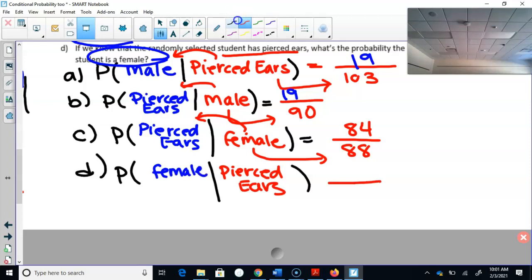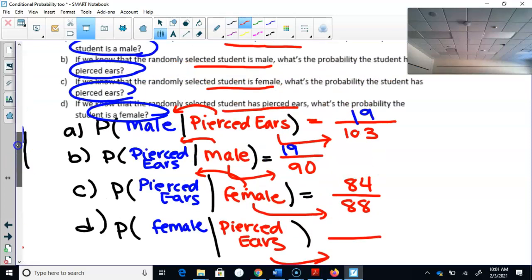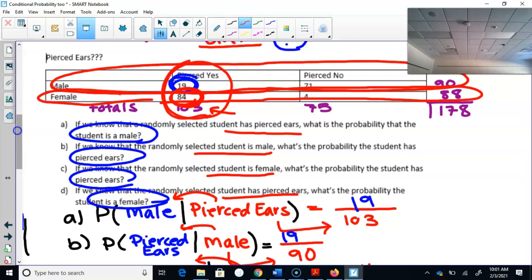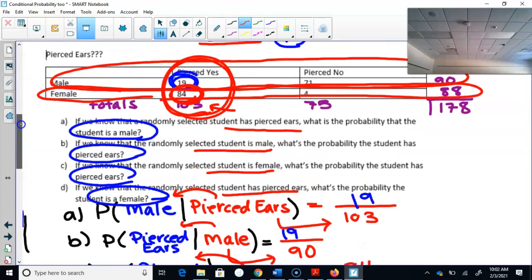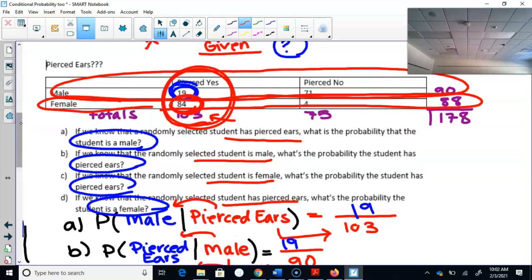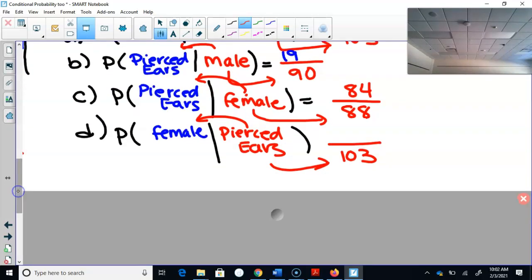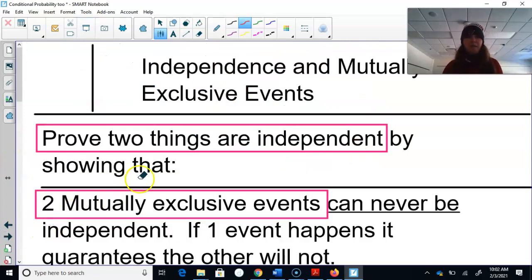In the denominator then, all of the people with pierced ears. How many people have pierced ears? We know right here, it's getting messy, that it's 103. Out of those people with pierced ears, how many identify as female? That's 84 right there. So 84 over 103. Let's move on to our next slide. Like I said, we have 2 slides. Now the next thing that we want to learn is how to prove that something is independent. In order to prove that something is independent, we need to prove a formula.